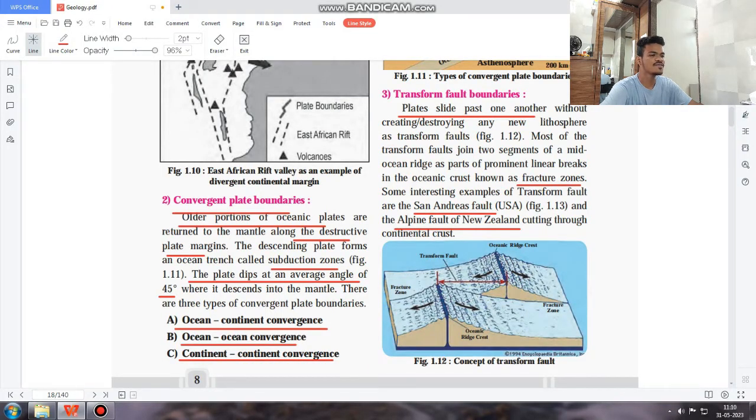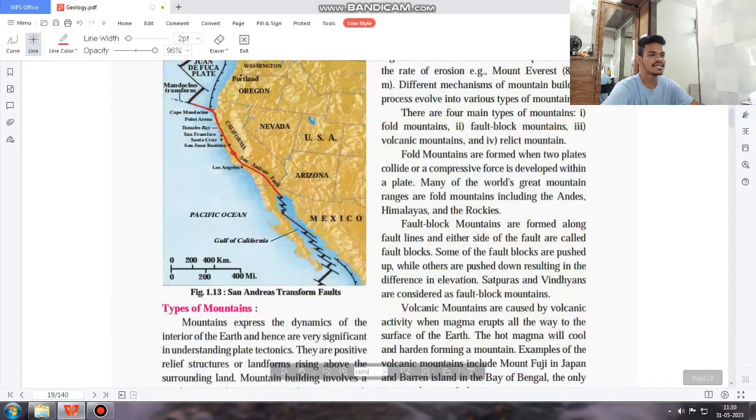This is the diagram. No need for drawing the diagram. Just say about it, say the 3 types, and say one example. That's it.